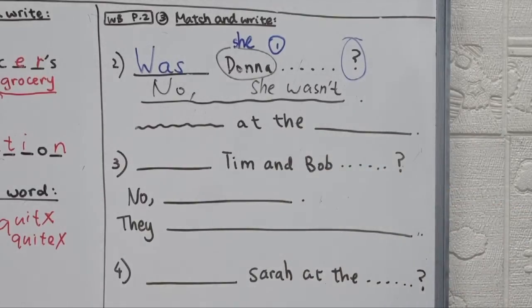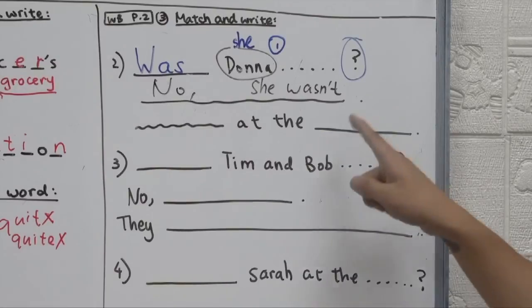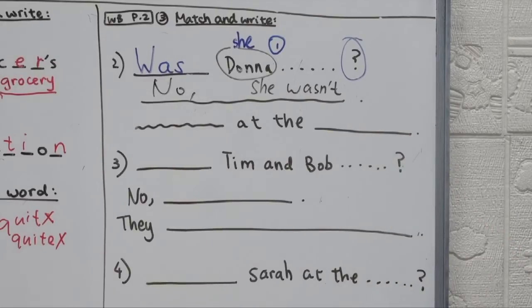Where was Donna? At the... Can you say it out loud, Crystal? Where was Donna? At the... At the circus. Right, at the circus. And how do we spell circus?